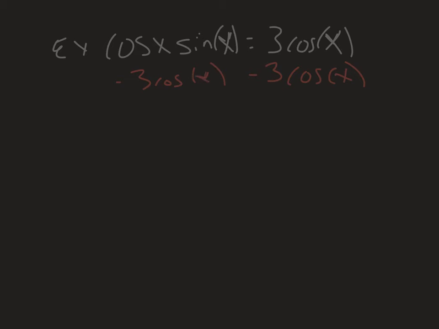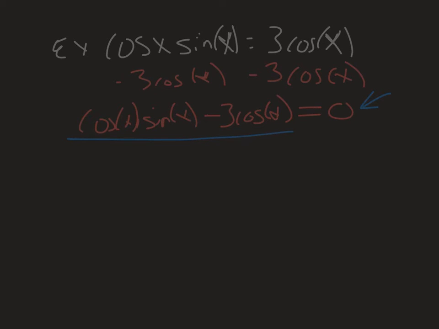And what this will do is I will have sine of x minus 3 cosine of x is equal to 0. Now this gives me a number on the right side of the equation that I can work with, and it also makes it to where I have this expression here, and maybe there's something I can do.